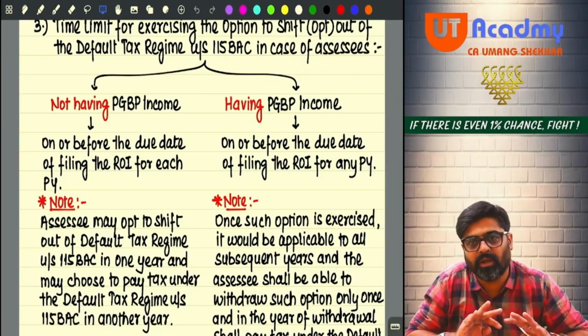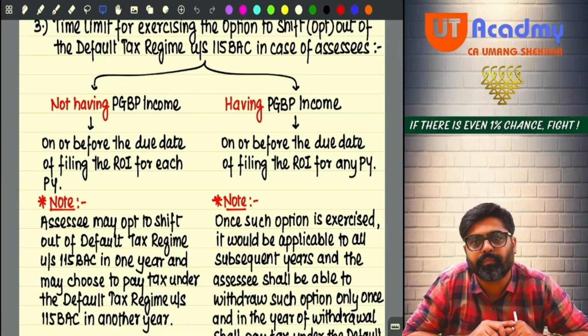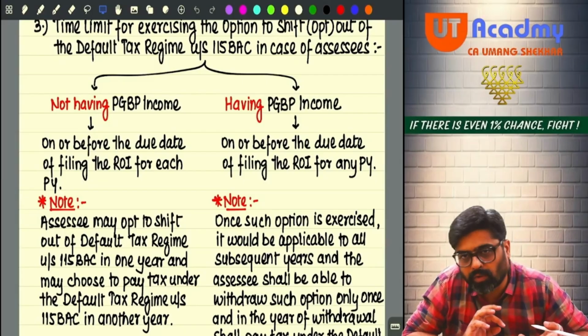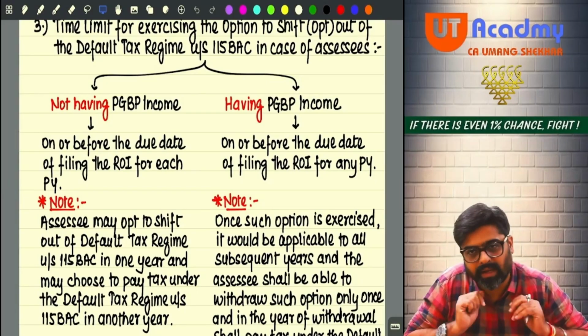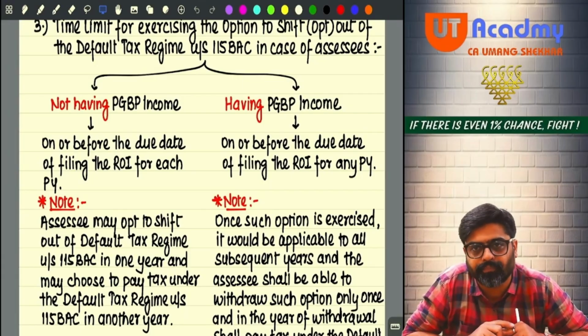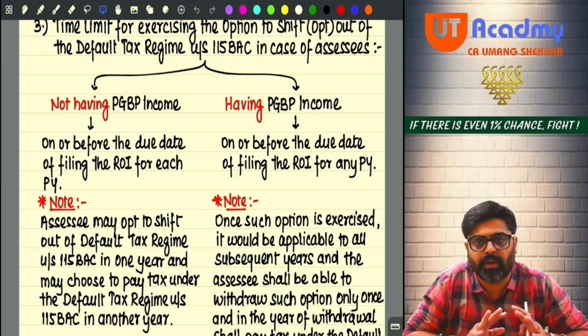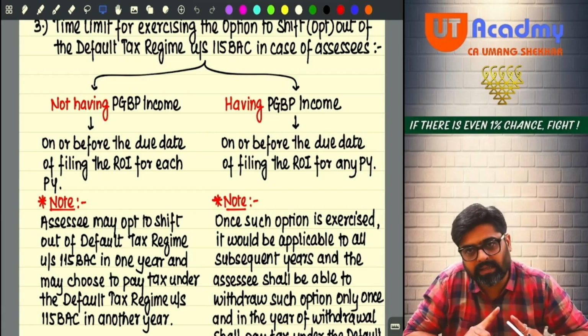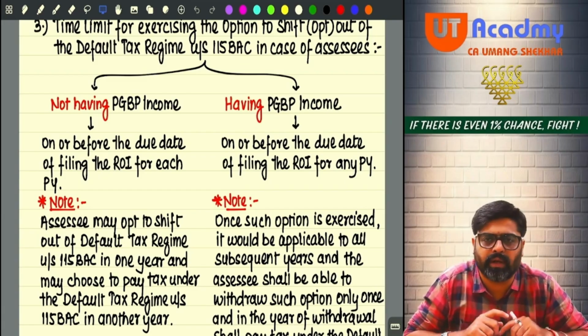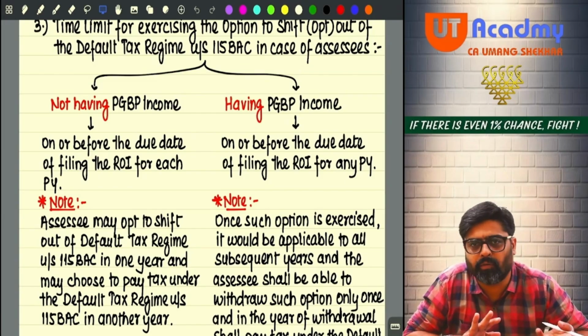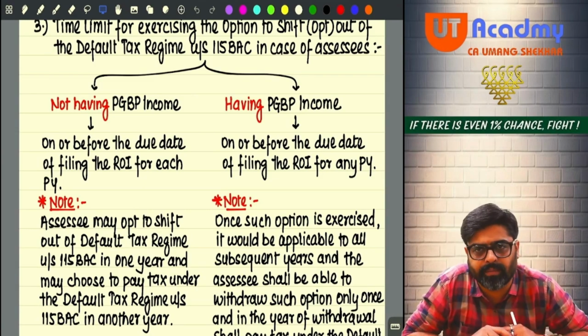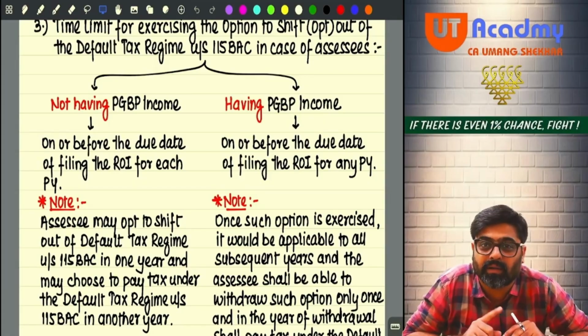Now for example, this year you followed 115 BAC. So next year if you want to shift out, you can shift out. Or for example, this year you have shifted out. That does not mean that next year you are not going to get this option. Next year again 115 BAC will become default. And next year if you want to shift out, you can shift out again. Or if you want to stay in 115 BAC, you can stay in 115 BAC also. Getting my point? But there is a very big drawback.